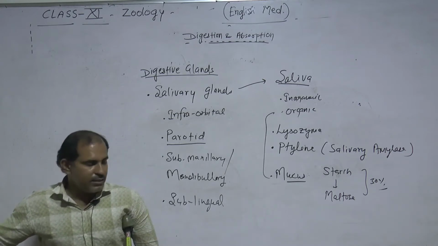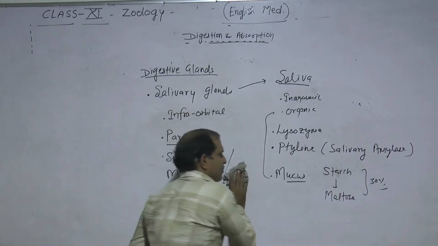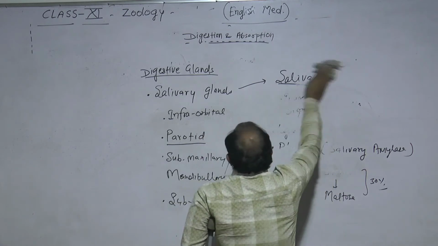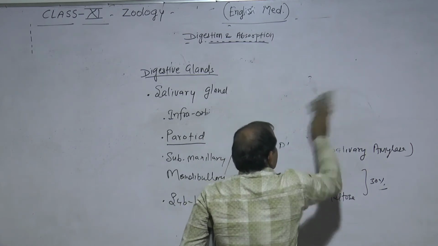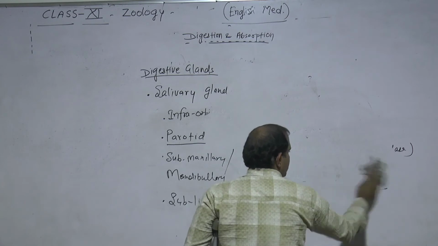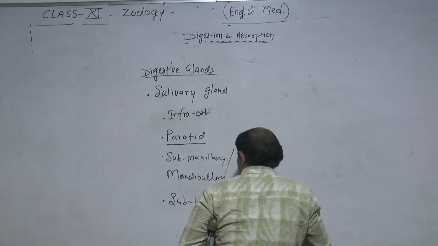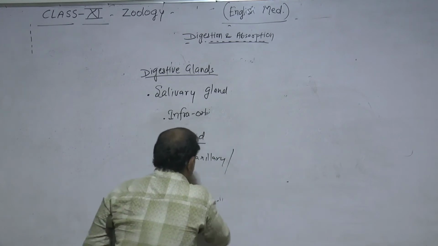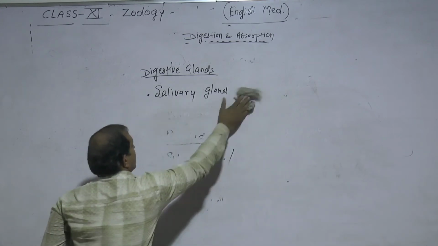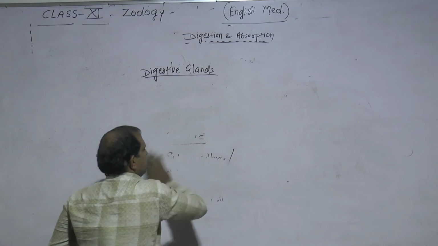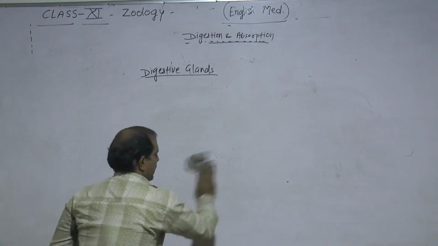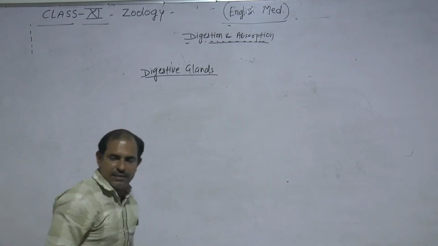Now the second one is gastric glands. After salivary glands, the second one is gastric glands. As the name suggests, gastric glands are present in the wall of the stomach. The next one is gastric glands.